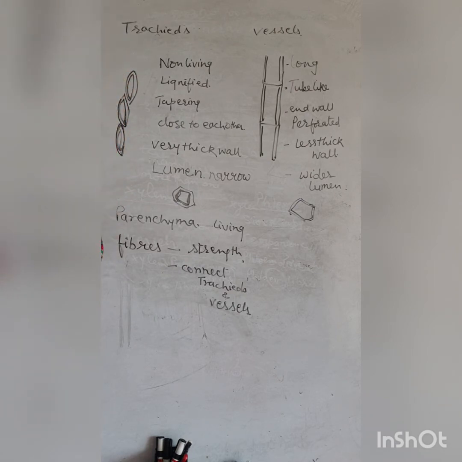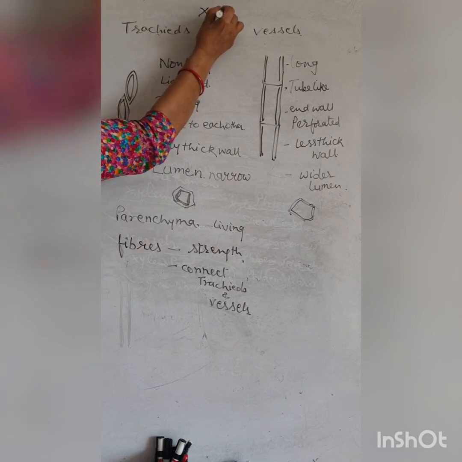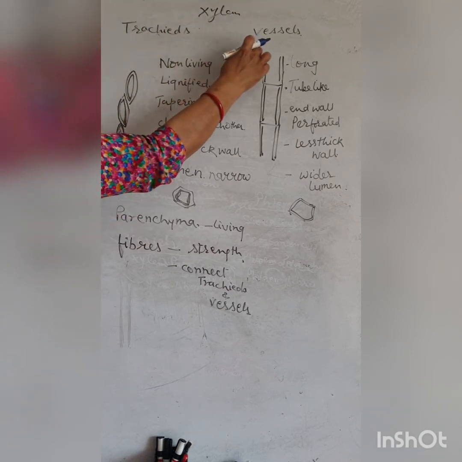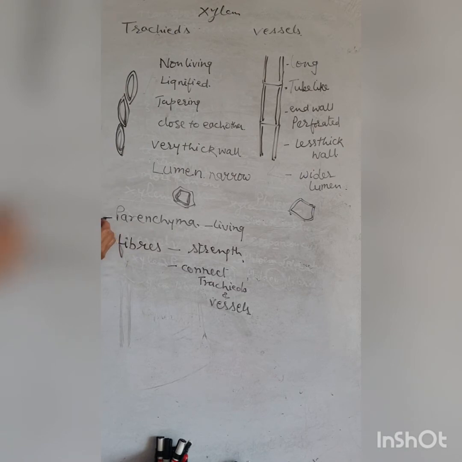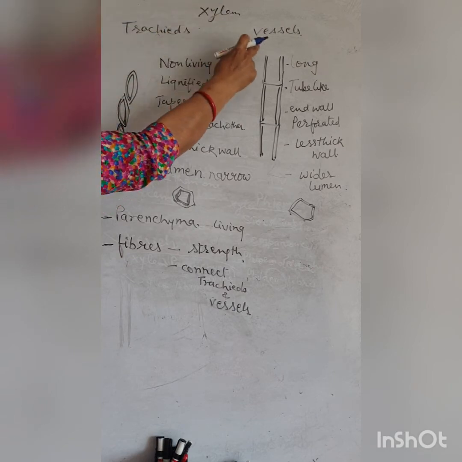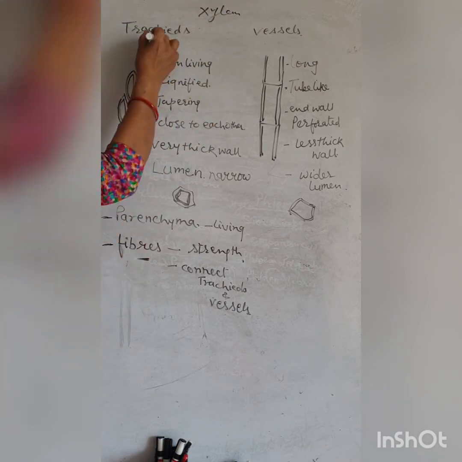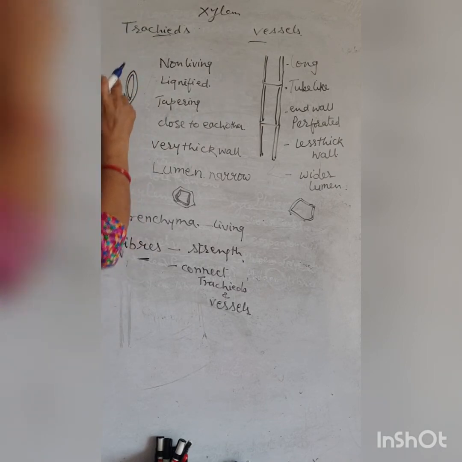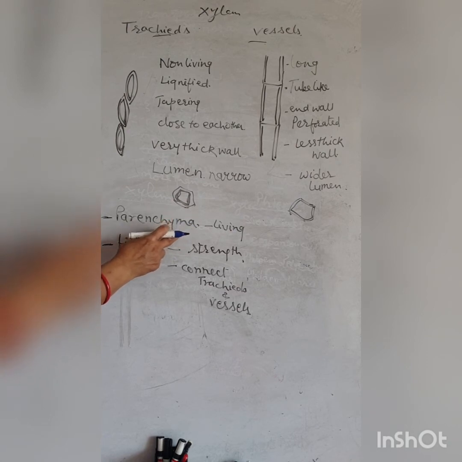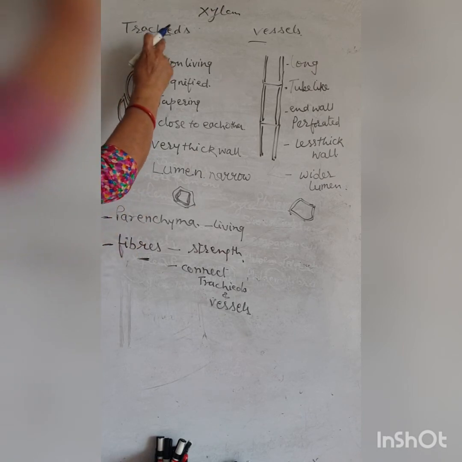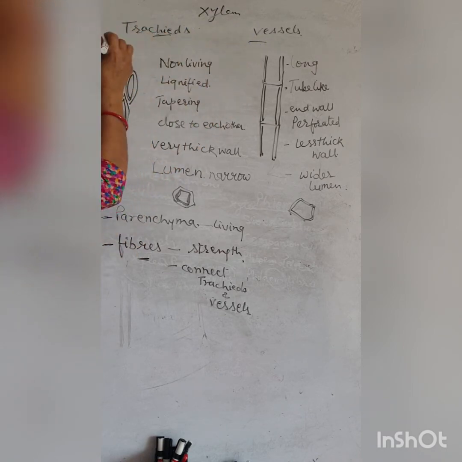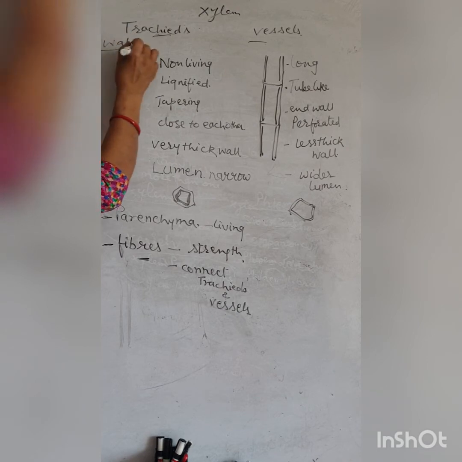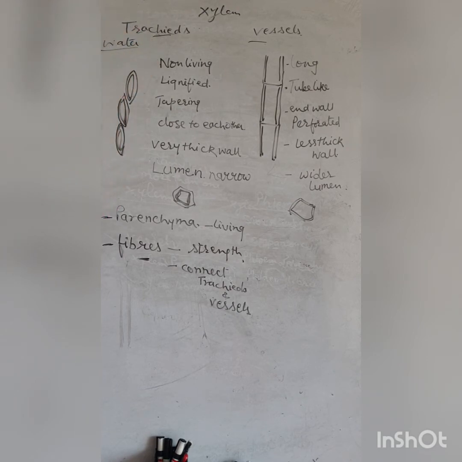As we know, the xylem is made up of tracheids, vessels, xylem parenchyma, and xylem fibers. Tracheids, vessels, and fibers are made up of non-living cells. The parenchyma is the only living cells of the xylem. The tracheids and vessels both are water conducting tissues.